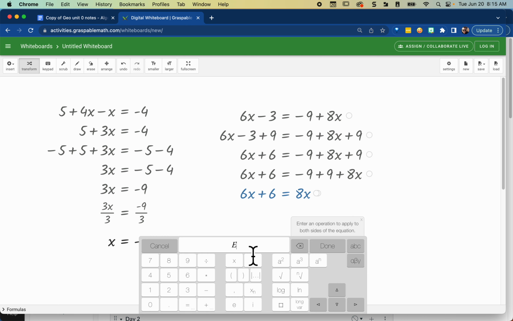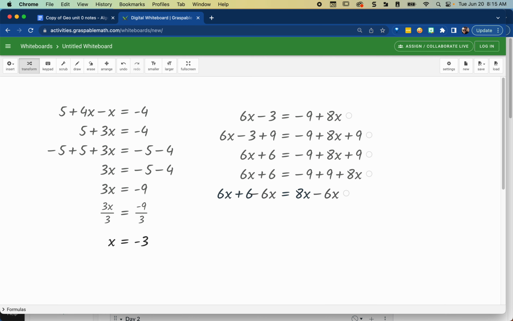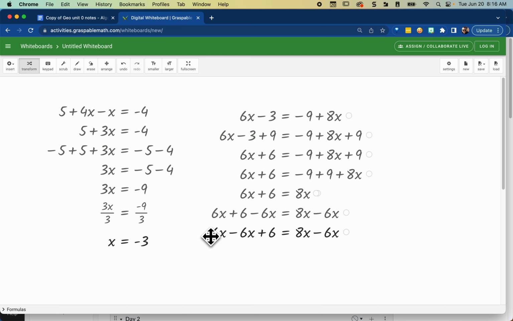Now I need to subtract 6x from both sides. And again, they're not right next to each other, so I'm going to move this minus 6x over to the 6x. If I grab the symbol, it helps me grab the whole term. That's just a nice, easy move to do. And then the 8x minus 6x is actually 2x.